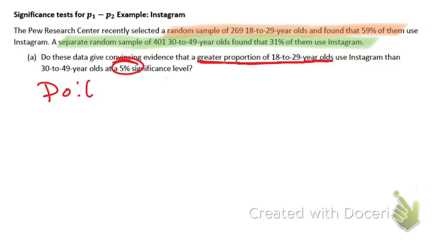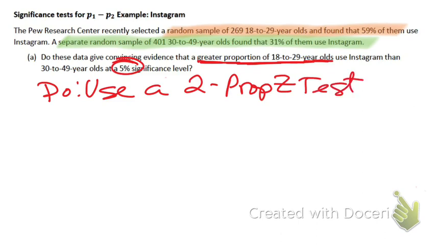We are going to use a 2-prop z-test. This can be found under stat test 6. Stat test 6. Do you have to put user or use? 2-prop z-test? You can say 2-prop z-test. That's fine.